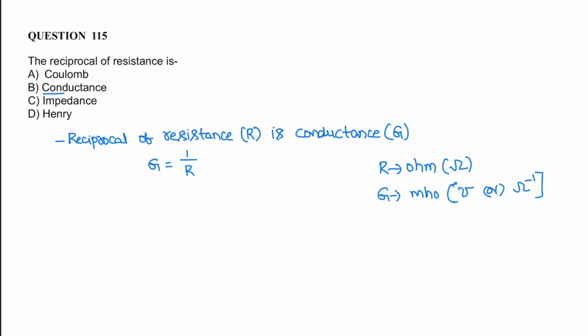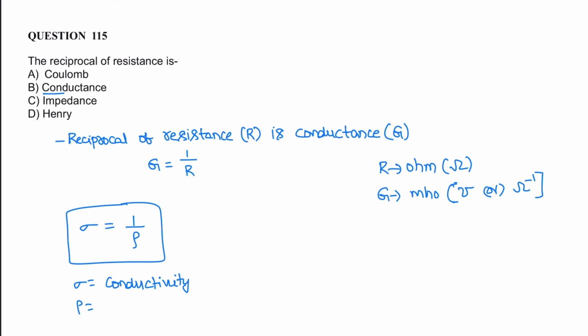Similarly, the reciprocal of resistivity is conductivity, with sigma being conductivity and rho being resistivity.